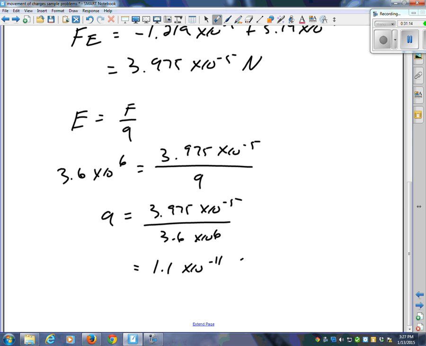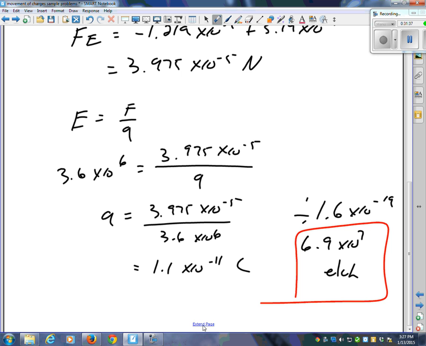Did you get around 1.1 times 10 to the 10 coulombs? I got 1.12. That's pretty close to me. Take that number, divide by 1.6 times 10 to the minus 19, and you get about 6.9 times 10 to the 7 elementary charges. I enjoyed it.